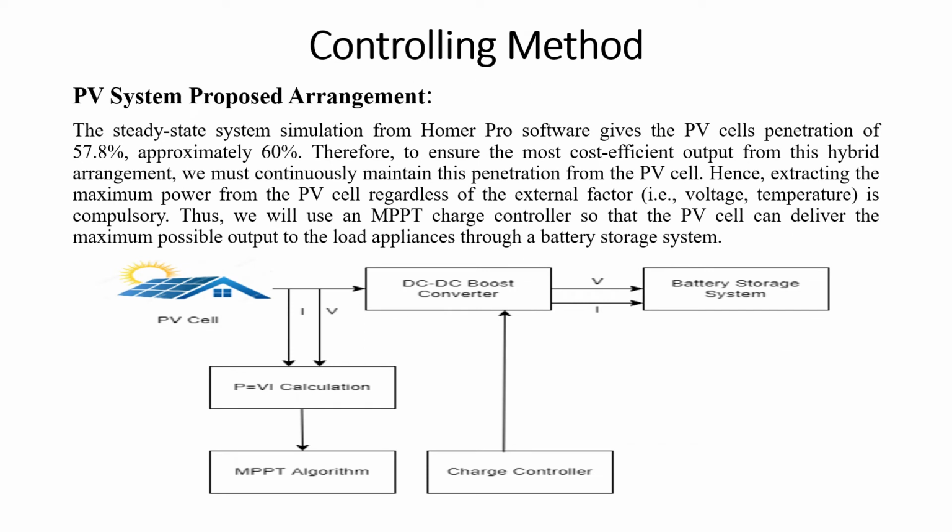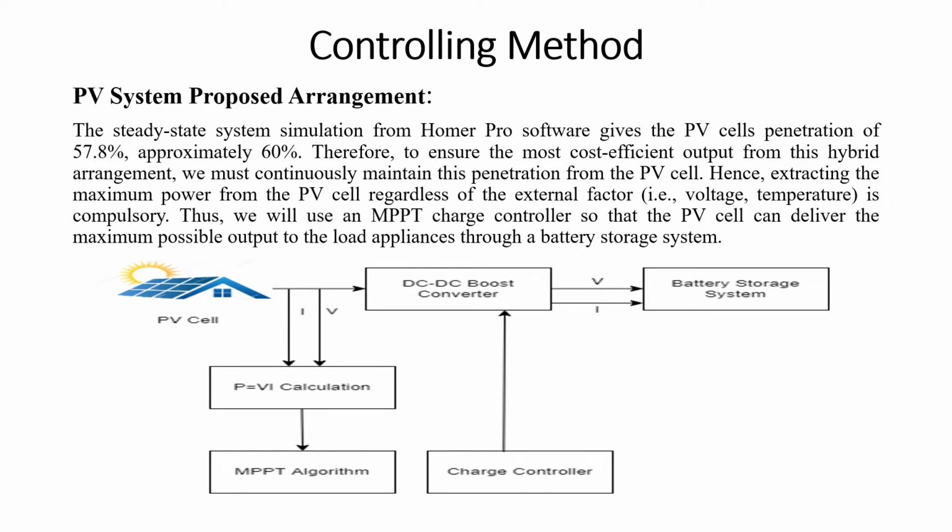So now we need to design a controlling system, because to get the maximum efficiency and maximum output from both systems, we need to design an appropriate control system. First of all, we will discuss the controlling arrangement of the PV system. The HOMER Pro software gives the penetration of the PV cell as approximately 60%. To be accurate, it is 57.8%.